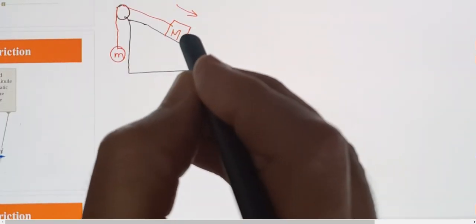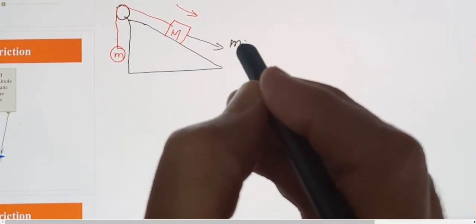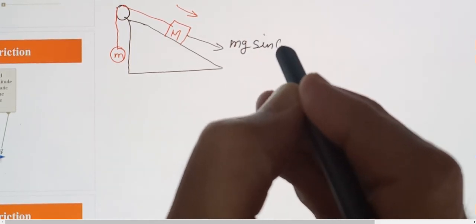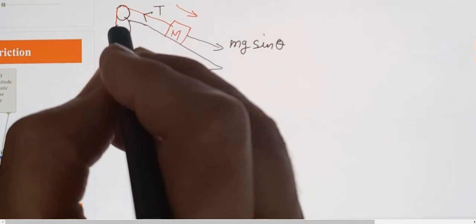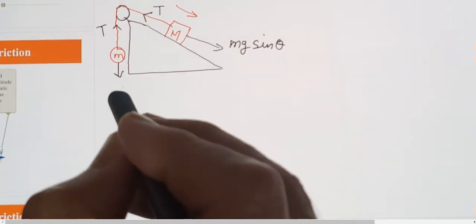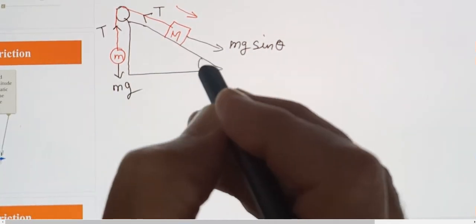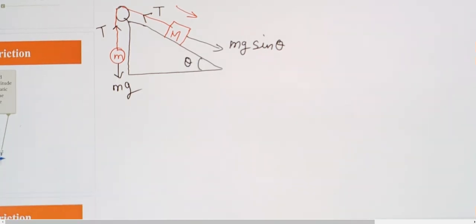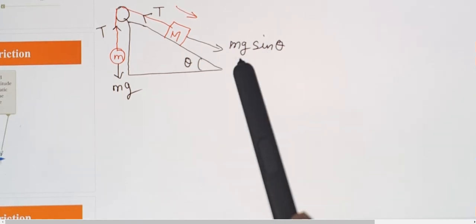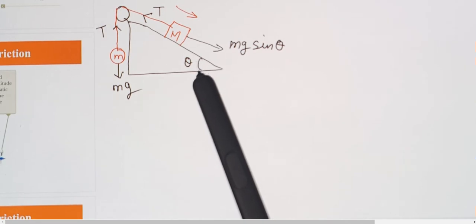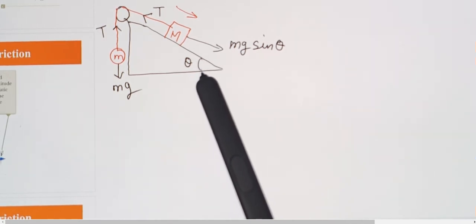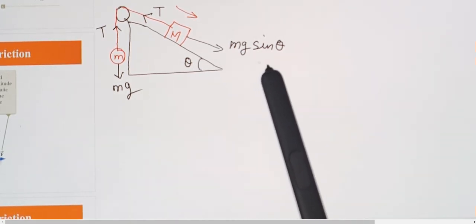Let's analyze the forces. We have here Mg sine theta. We have tension, and we have tension, and we have small mg. Here is theta. And if you don't understand how it is Mg sine theta, return back to the previous video where we explained it in detail.